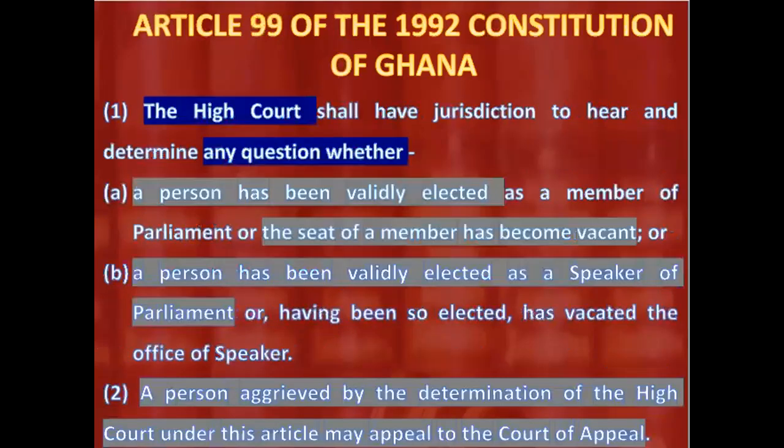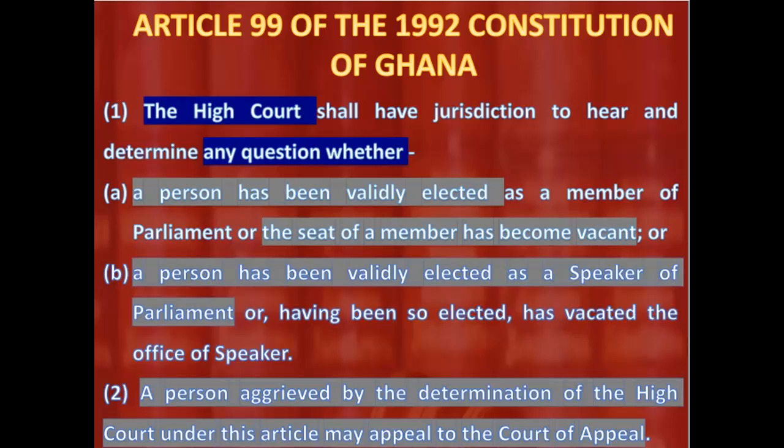Then clause 2 of Article 99 reads as follows, "A person aggrieved by the determination of the High Court under this article may appeal to the Court of Appeal." You can see that the whole of Article 99 only deals with elections pertaining to members of Parliament or the Speaker of Parliament.